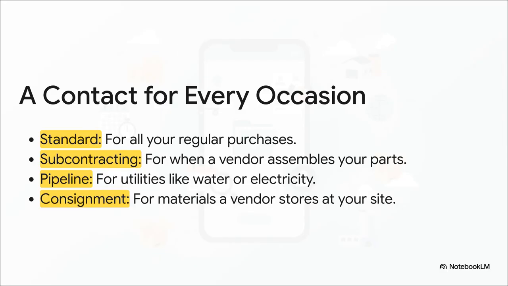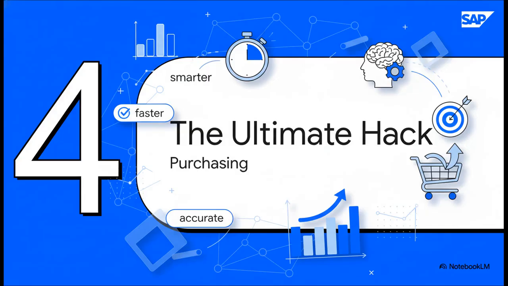And just like you have different groups in your phone's contact list, the PIR isn't a one-size-fits-all deal either. You can have different types of info records for different situations. Standard is for your regular, everyday buys. Subcontracting is for when a vendor is maybe assembling parts for you. You can even have records for things like utilities or for consignment stock. Think of them like your work, family, and friends groups. It keeps everything organized.